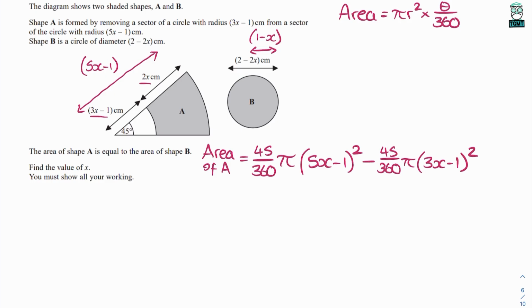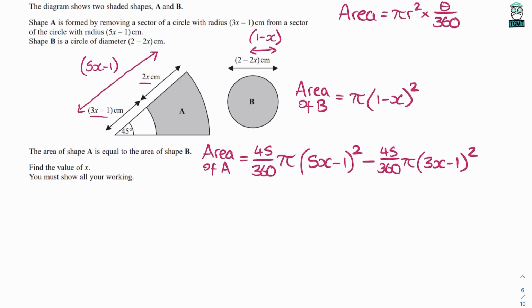For the area of B, let's write this up here, the area of B, that's going to equal, thankfully no angles in this one, it's a full circle, but it is going to be pi multiplied by the radius squared, so 1 minus x squared. So how are we going to go about figuring all of this out?